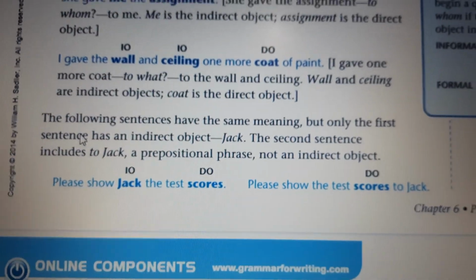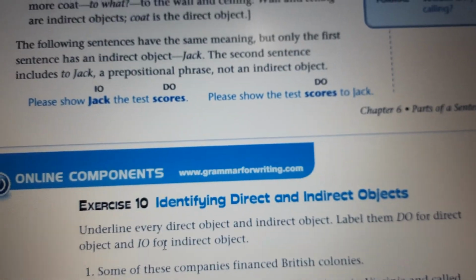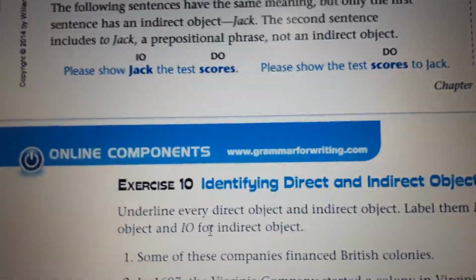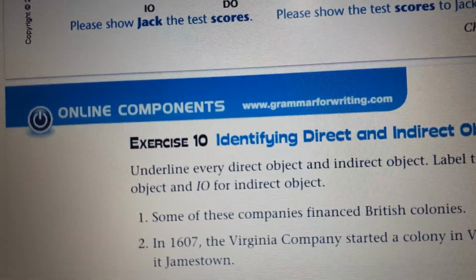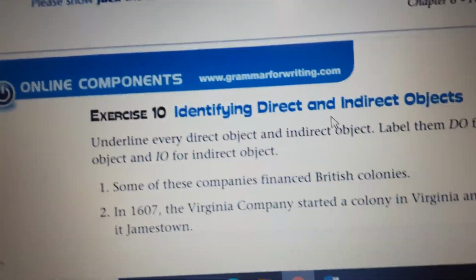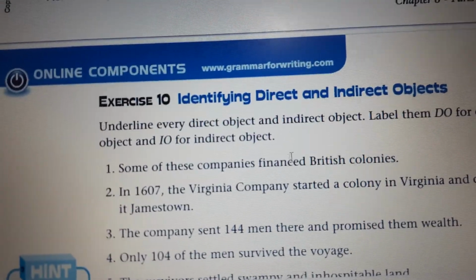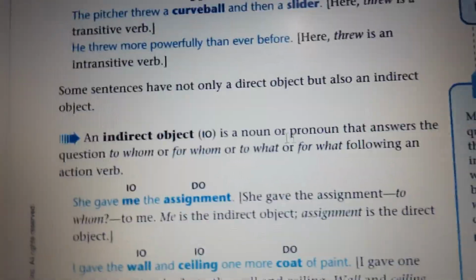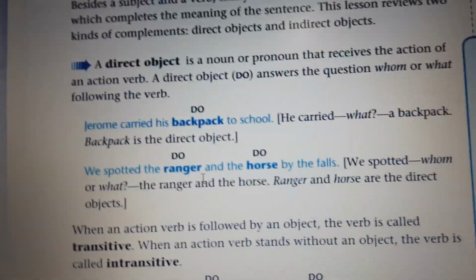And the best way is to answer exercise number 10. The more you answer questions, the more you learn. The more you practice, the more you learn. So just go ahead and answer exercise number 10, identifying direct and indirect objects. I'm sure you guys are going to find it easy. I don't know why, but you're going to find it easy. Underline every direct object and indirect object, and label them DO for direct object and IO for indirect object. This is easy, just go ahead and answer this question. That's it for today.